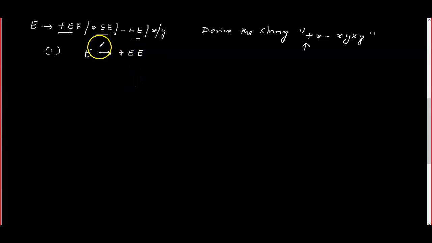Okay, and we are doing it by using the LMD. So first we have to remove the leftmost non-terminal. So I will write it here. This is LMD, we are doing it here. This is a terminal here, terminal, nothing to do.